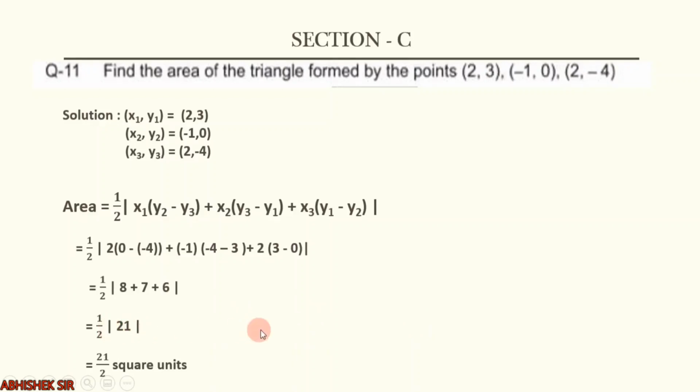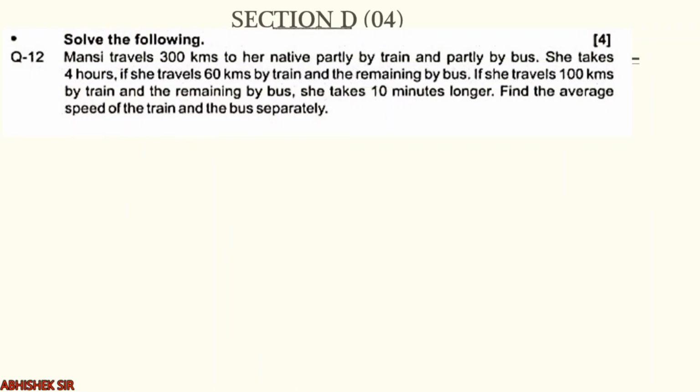Mode why I have written over here, because every time the answer might not be a positive value, it may be a negative value, but always remember that we cannot use negative value when we are measuring distance, length or area. Okay, so that is why in mode everything will be positive, so our answer will be 21/2 square units.